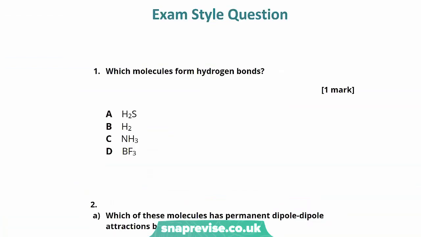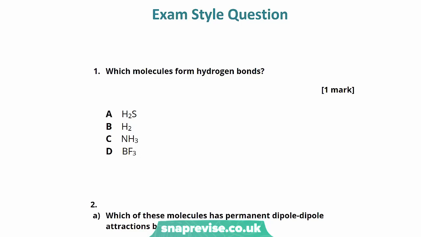Which molecules form hydrogen bonds? We're given hydrogen sulfide, hydrogen, ammonia, and boron trifluoride. Now we know that hydrogen bonds occur between an electron-deficient hydrogen, that's a hydrogen that's bonded to an electronegative element, usually fluorine, nitrogen or oxygen, and the lone pair of electrons on another electronegative element of another molecule.